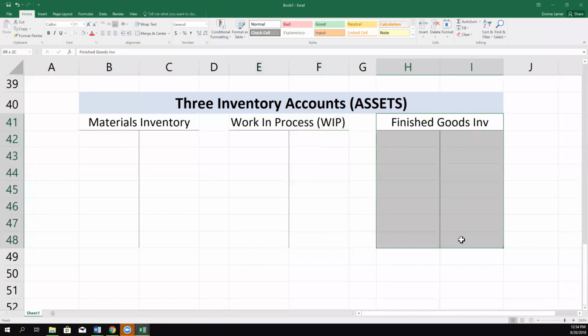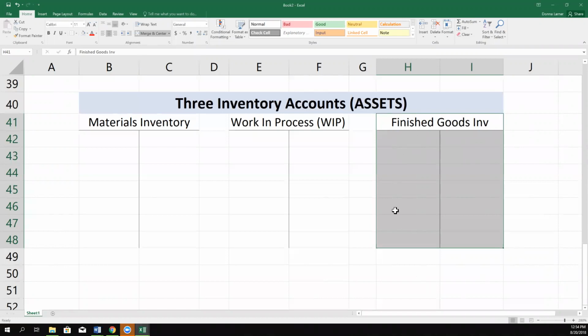Finished goods, this is just like the merchandising business's merchandise inventory account. These are done products. We have completely finished making them. All they're waiting for is someone to buy them. So it's very much like our merchandising businesses that brought in completely made products, slapped a price tag on them, and offered them for sale.